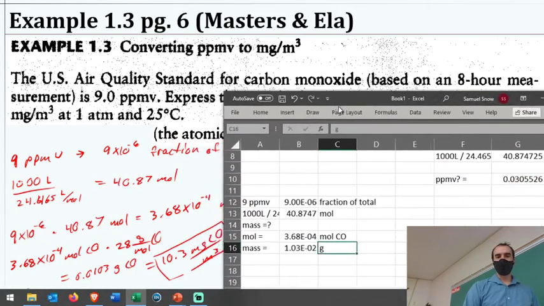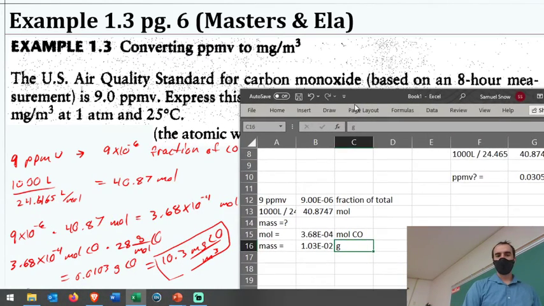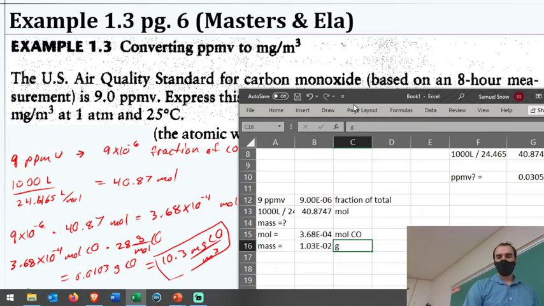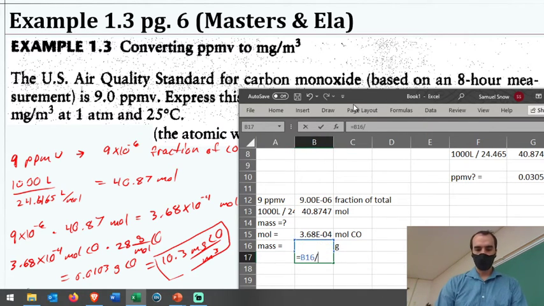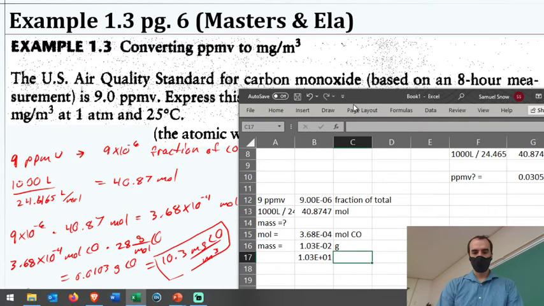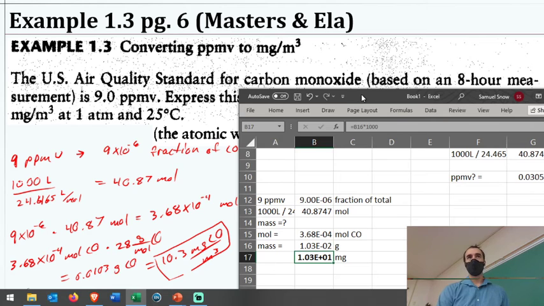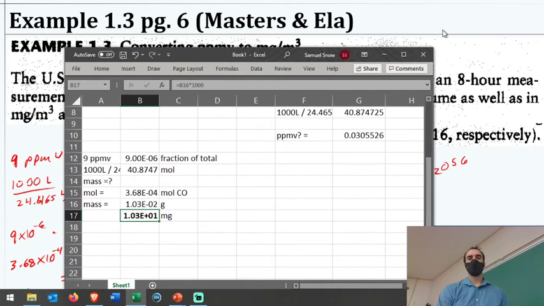Okay, so this is how I wrote it. There you go. Does that make sense? All right.